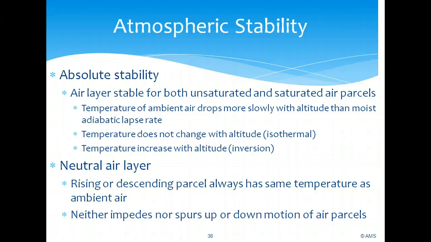This is a relatively common situation where unsaturated air must be forced upwards in order to reach saturation. But once saturation is achieved, the now cloudy air cools at the lower moist adiabatic lapse rate. Within a neutral air layer, a rising or descending air parcel has the same temperature and density as its surroundings. Hence, a neutral air layer neither impedes nor spurs upward or downward motion of air parcels.